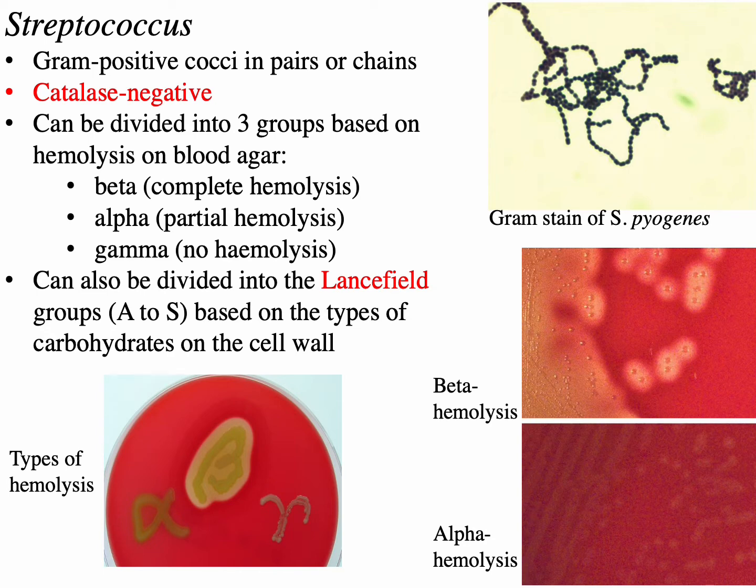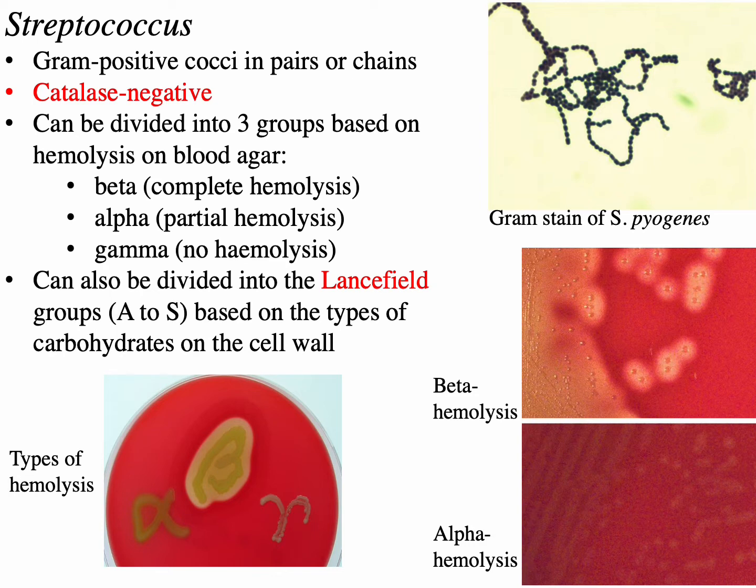Now it's catalase negative. Remember the Staphylococcus we talked about a while ago is catalase positive. In fact, this particular test is one that the microbiology lab in the hospital will do to tell the two organisms apart. So if we have a catalase negative organism, a gram-positive cocci in chains, that is most likely going to be a Streptococcus, not Staphylococcus.